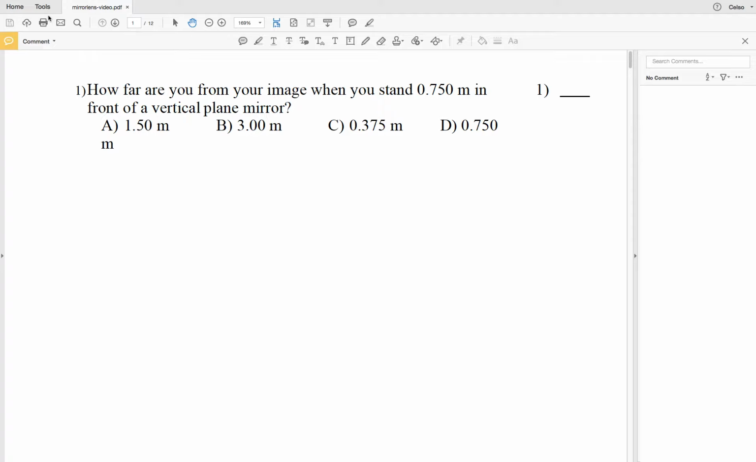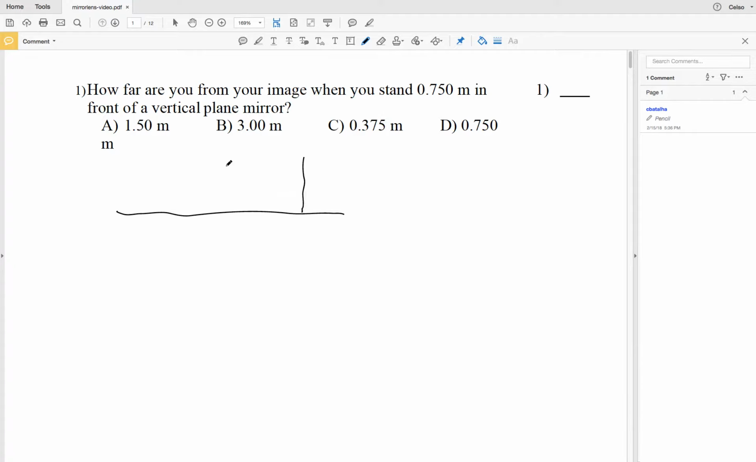All right. So first one, since we have an exam next week, you can start working on it. And let's see if this works. How far are you from your image when you stand 0.75 meters in front of a vertical plane mirror? So how do we do that?